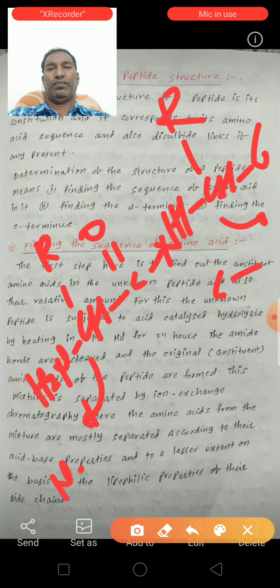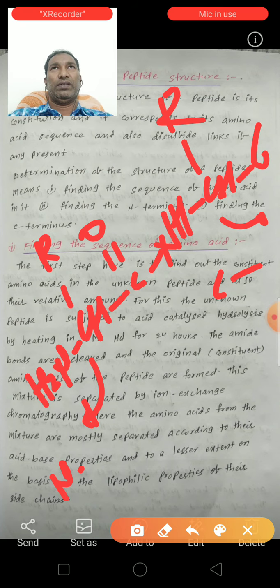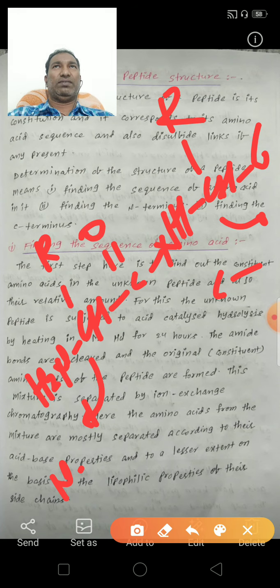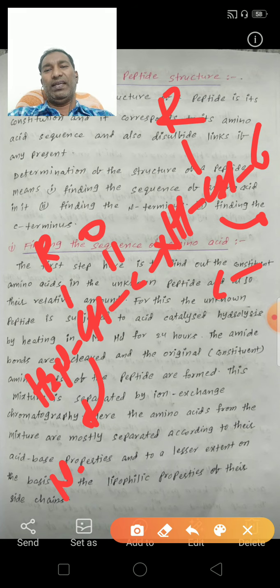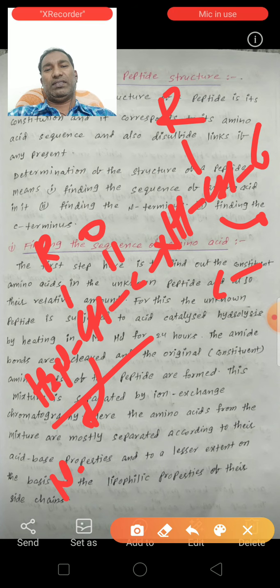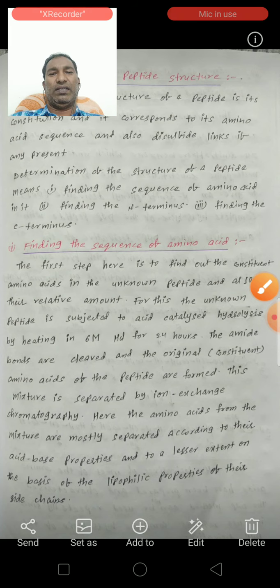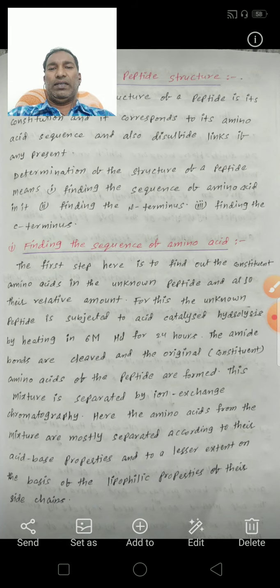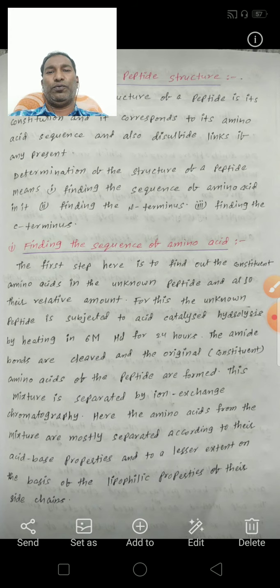So for the determination of structure, we can find the sequence of amino acids, which amino acid is first, second, third. We also have to find which amino acid forms the N terminus and which forms the C terminus. Here, the first step in finding the sequence is to find out the constituent amino acids in the unknown peptide and also their relative amount.